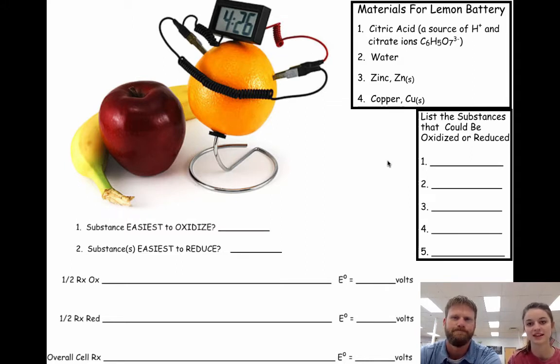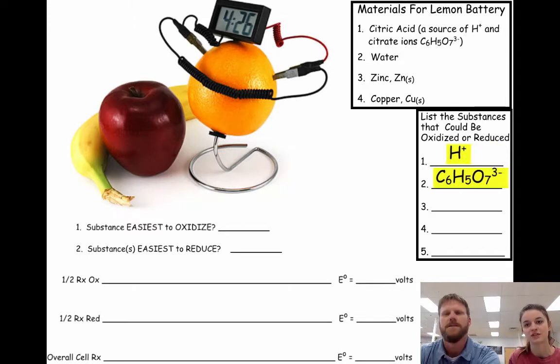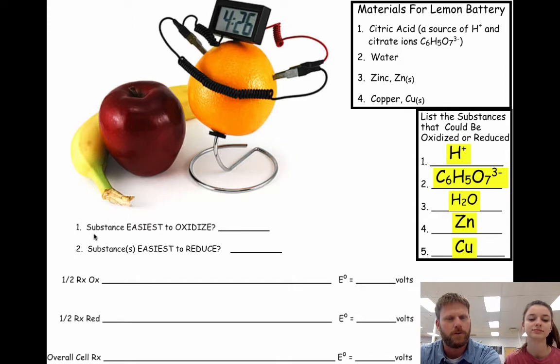So for the citric acid, it breaks up into H plus ions and citrate ions, which is C6H5O7 3-. Very good. And then water is a liquid, so it'll just be H2O. And then zinc and copper are both solids, so it'll be Zn and Cu. Very good. Next, we have to determine the substance that's easiest to oxidize and reduce.